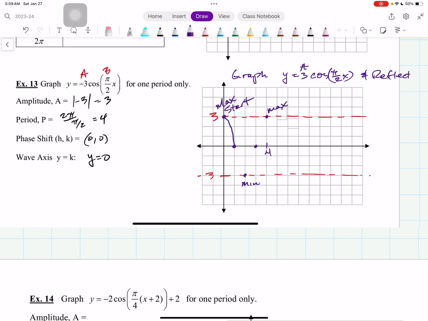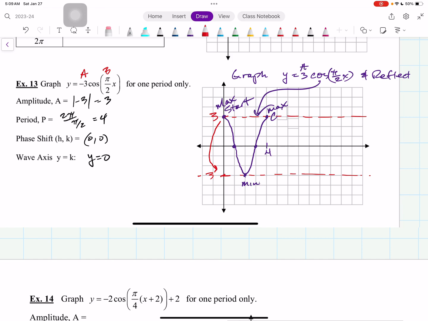So I'm going to graph this function. There we go. So this right here is cosine, that's 3 cosine of pi halves x. That's the one in purple. So we graph that first. Okay? Now reflect each point. So 0, 3 gets reflected down here at the bottom.